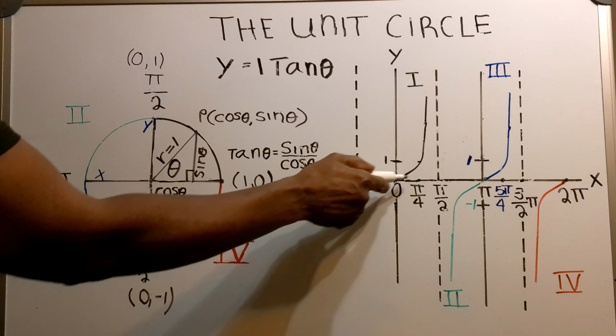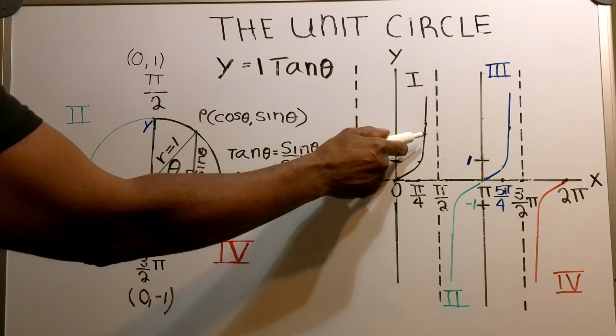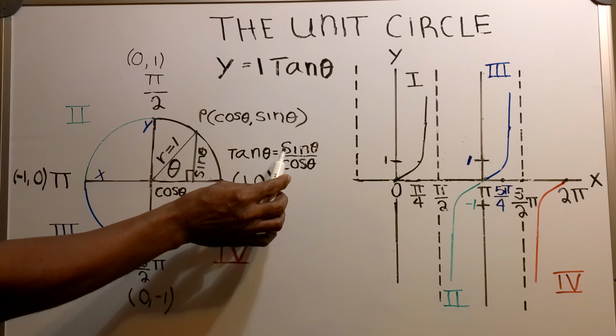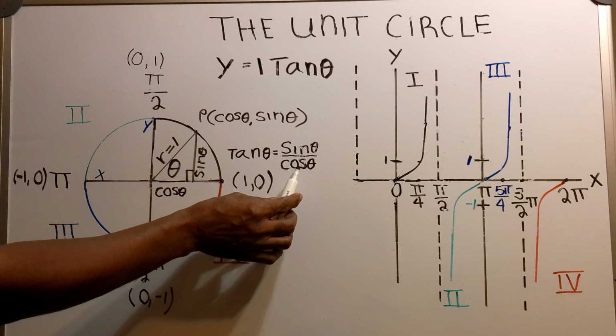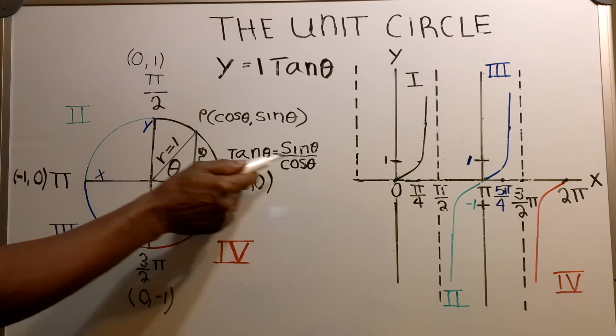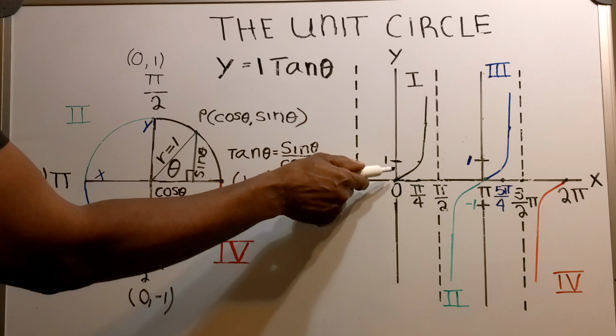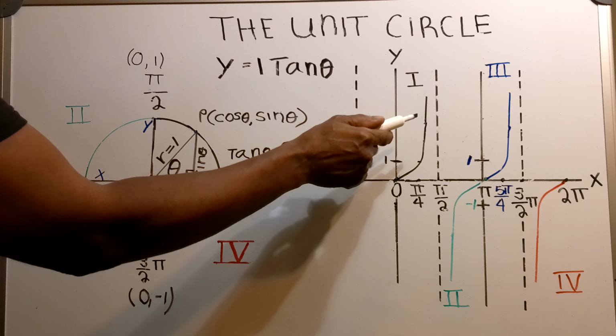Now the shape of this graph is generated because you are dividing sine over cosine. Sine divided by cosine equals the tangent. And that's what gives you the shape of this graph.